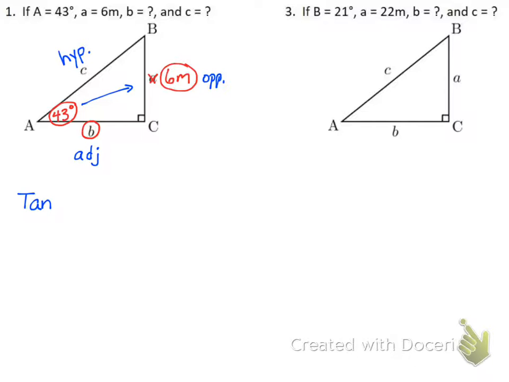So it's going to be tangent of my angle, which is 43, is equal to opposite over adjacent, which is 6 over B. Just a little note here, this is always my angle, and then on the other side will always be my sides. Once I write my equation, I'm just solving my equation to find my variable. So I'm going to solve for B.